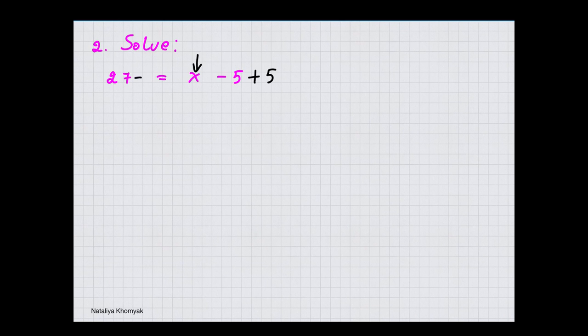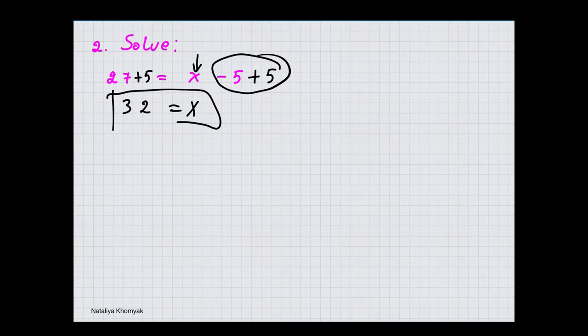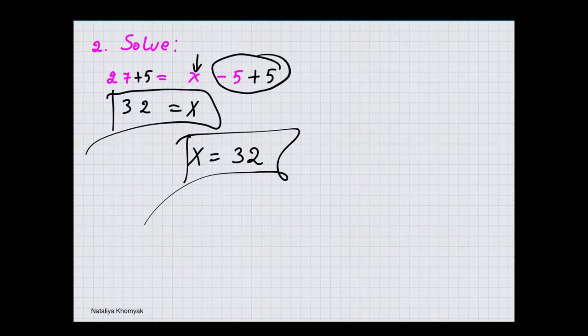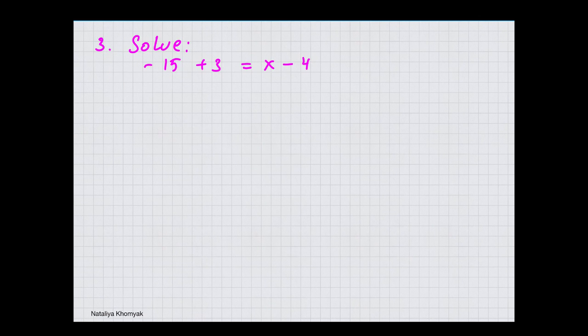Whatever you add to one side of the equal sign, you want to add to the other side of the equal sign. So negative 5 plus 5 will add up to 0, and x is equal to 27 plus 5, 32. Since you have a positive variable all by itself, this is your solution. Even though usually you see this answer written as x equals 32, it's the same thing.